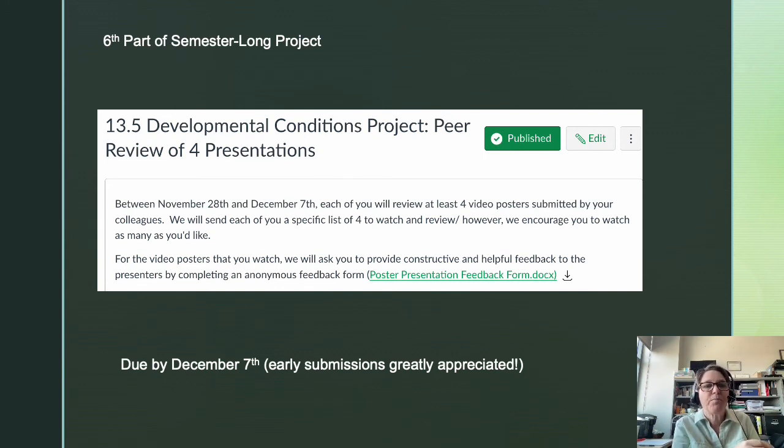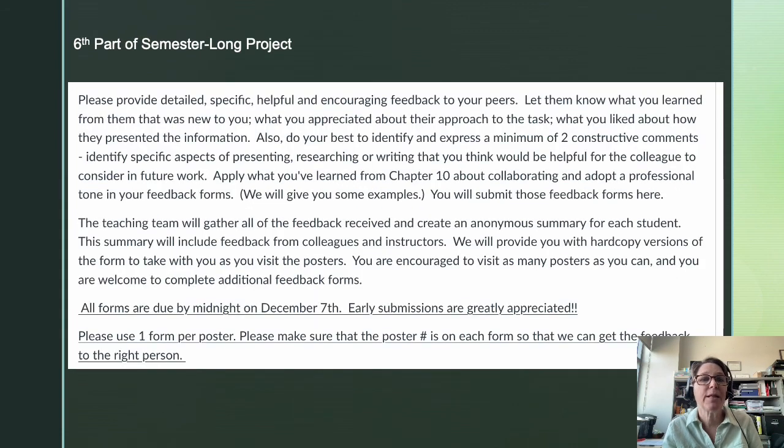What we are going to do is ask each of you to review 4 presentations, and we'll send you an assignment list. You'll watch those 5-minute videos and you will give anonymous feedback to the presenter. And we want that feedback to be really positive and really encouraging. And we're going to pull from what we learned about teaming and collaborating in Chapter 10 to make sure that our feedback has a professional tone.